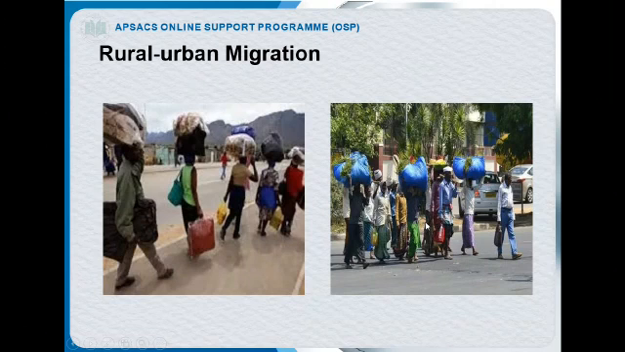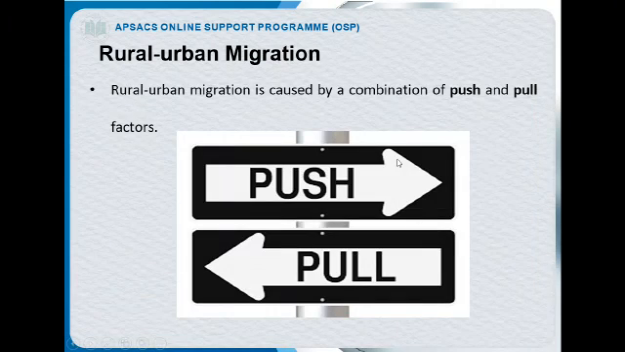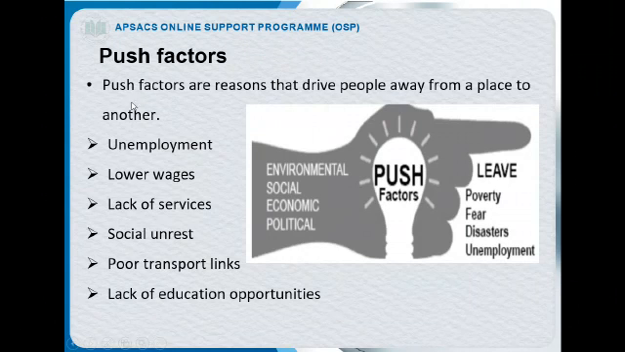Rural-urban migration is caused by a combination of push and pull factors. The name indicates push and pull. These are very clear. Let's study. Push factors are reasons that drive people away from a place to another, like unemployment. People are unemployed, they are working on lower wages, or there is lack of services. Social unrest, that means no peace. Poor transport links, the roads are not enough to travel from one area to another easily or in short time. Or lack of education opportunities.